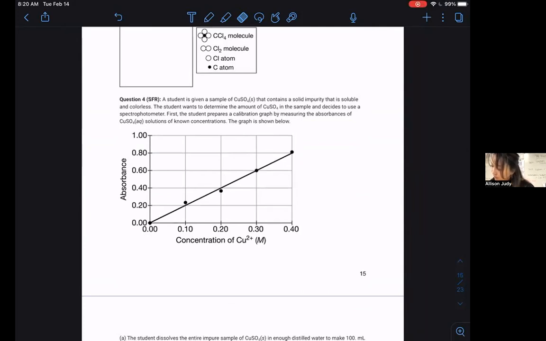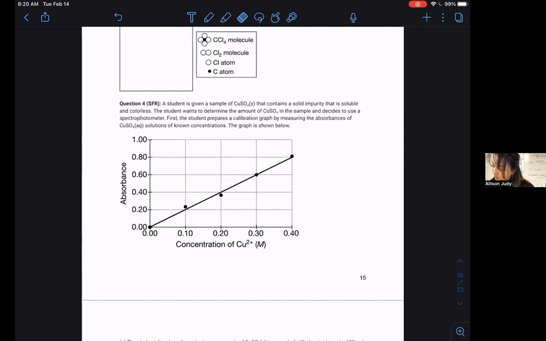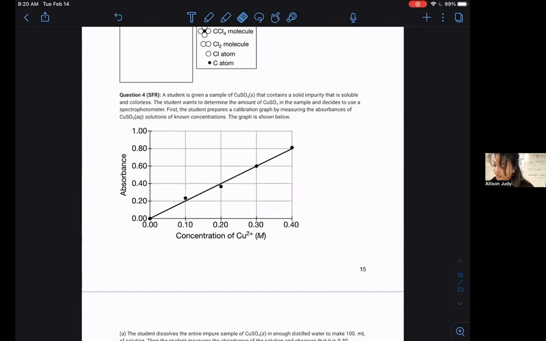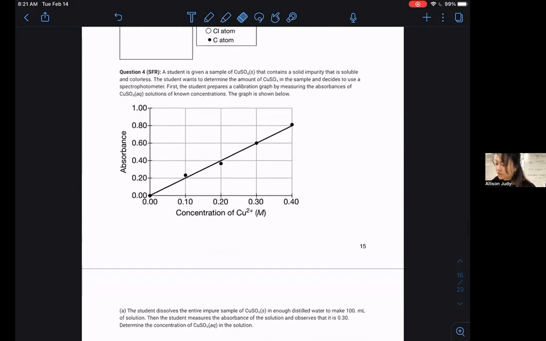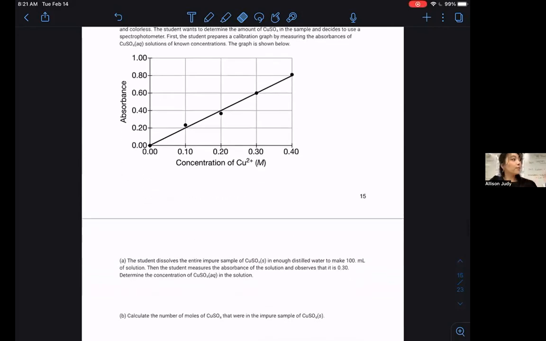The student wants to determine the amount of copper sulfate in the sample and decides to use a spectrophotometer. First, the student prepares a calibration graph, which is necessary, right? A set amount of consistently spaced out dilutions, and measures the absorbance of each in order to determine this linear trend. The graph is shown below.